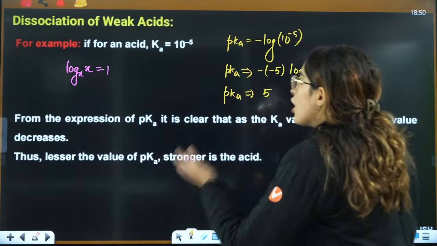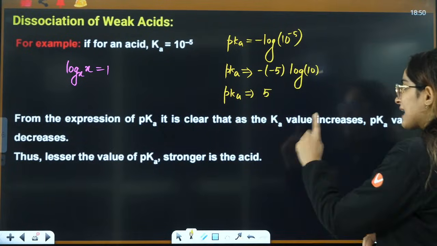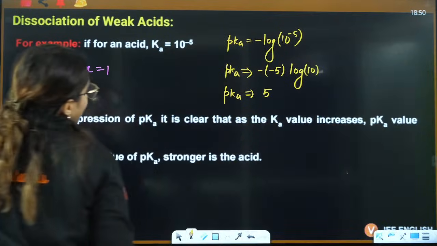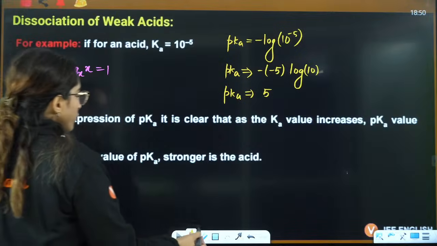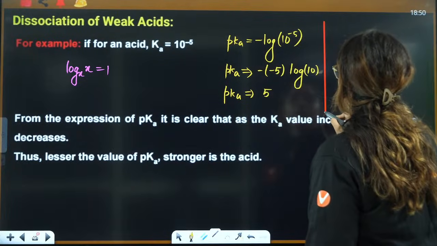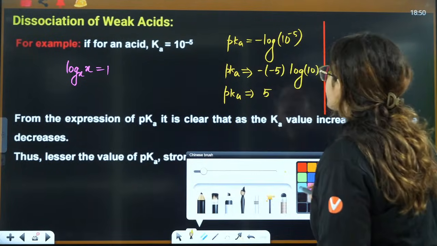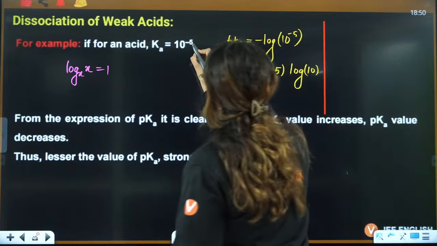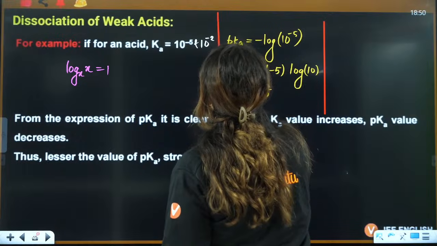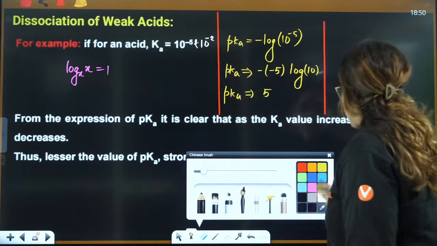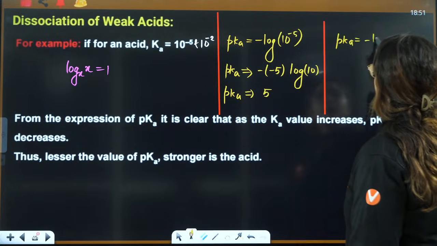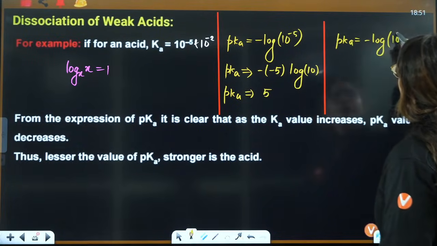We can say that from the expression of pKa, it is clear that as Ka value increases, pKa value decreases. Why does it decrease? You can also do one thing here. This is the pKa for 10 raised to power minus 5. Let's calculate the pKa value for 10 raised to power minus 2. Let's see which pKa value is greater. So here it is pKa equal to minus of log 10 raised to power minus 2.